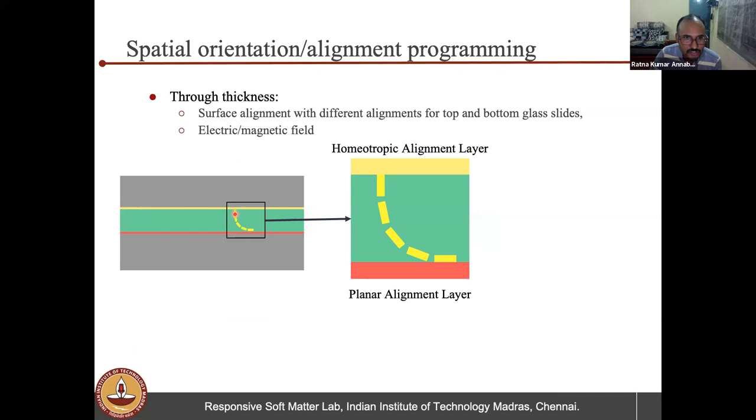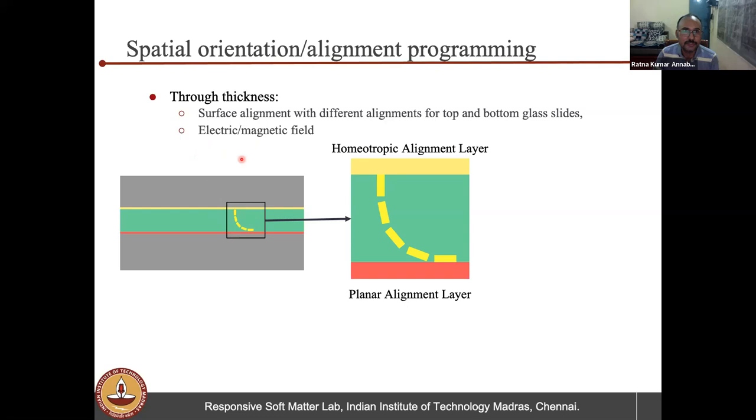Here you can see the director orientation. At the bottom you can have planar orientation, and as a result, you can have a through-thickness variation of this orientation. That is one of the very interesting aspects of these systems, which gives you certain property gradients through the thickness because of the orientation change through the thickness. And these alignments can be done through different alignment materials or using electric or magnetic fields.